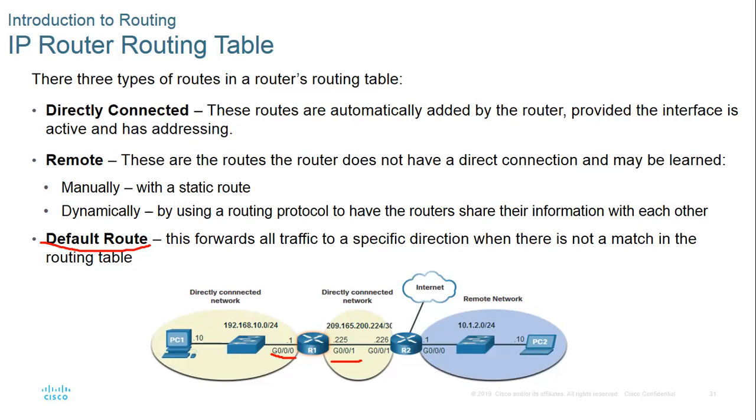A default route has any IP address represented by 0.0.0.0 with any subnet mask also represented by 0.0.0.0. This is your default route.